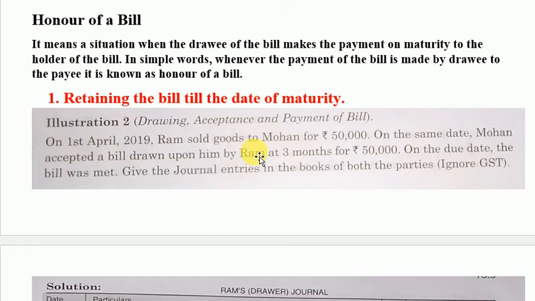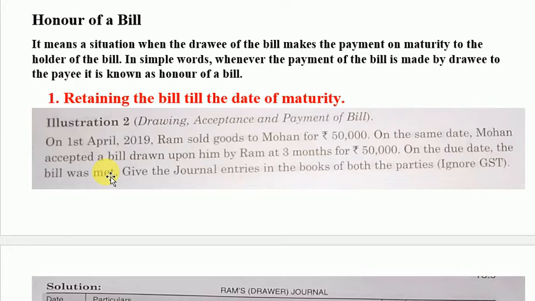Now the duration or the term of the bill is 3 months, correct? And the amount of the bill is the amount for which the goods have been sold, rupees 50,000. Even if they have not written 50,000 here, we will have to take the same amount 50,000 for the sale of goods as the drawing of the bill. Now comes the third line. On the due date, that means the date on which the bill gets matured, and by adding 3 days of grace, it becomes date of maturity. It says the bill was met. This is what carries the meaning of honor of a bill.